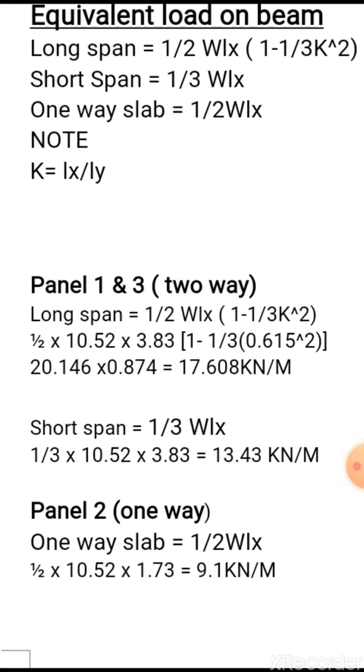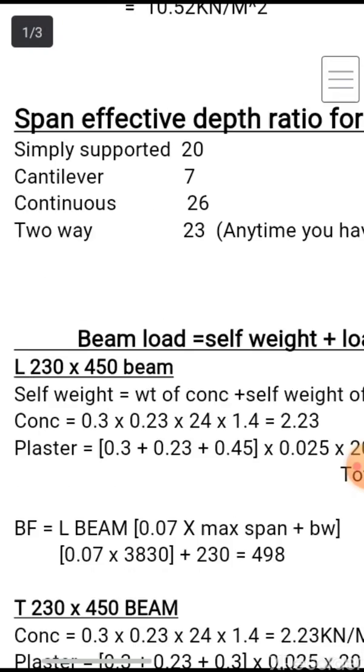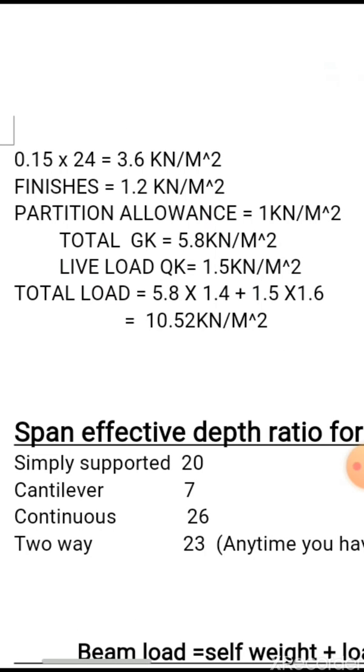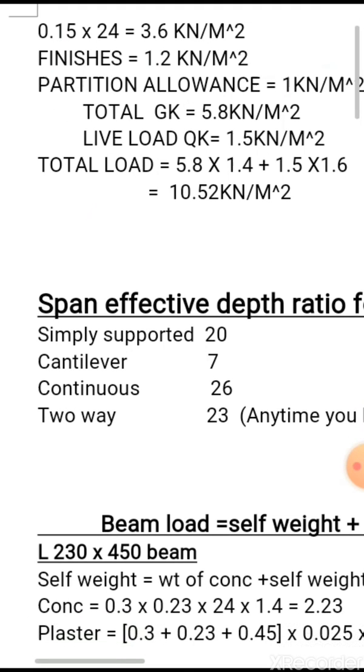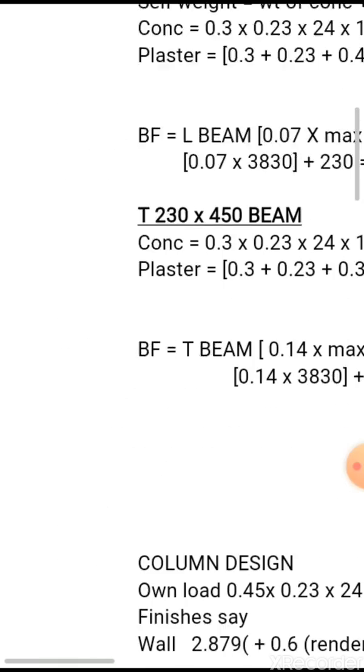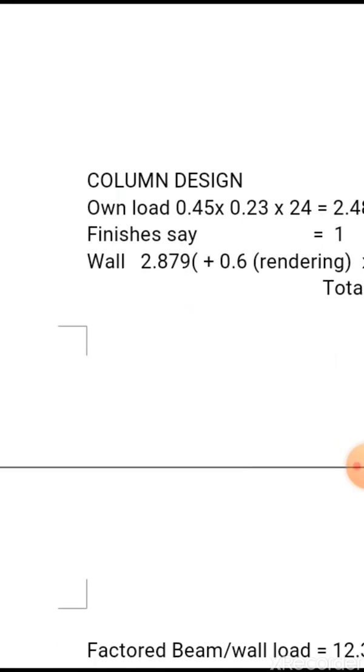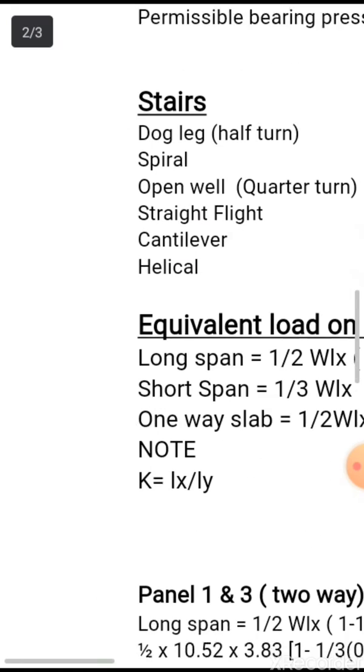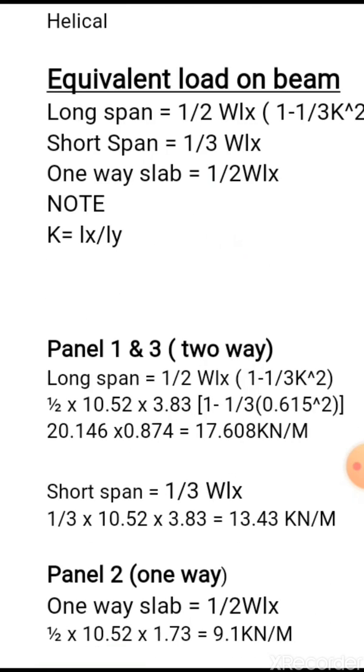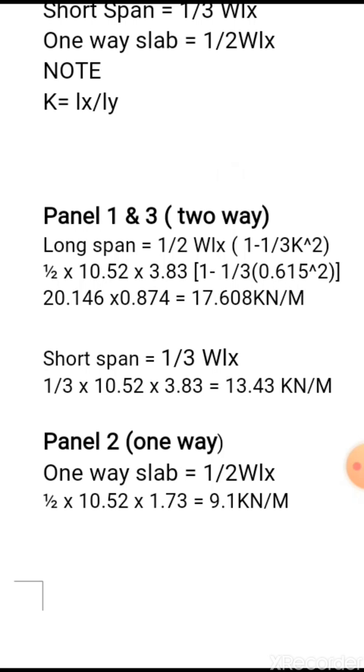If you substitute, your W is the load from your slab, which is 10.52. If you come here, 0.15 times the density of concrete. By the time you're done with all of this calculation, using your live load of 1.5, you are going to get 10.52. I explained this in our previous video. Do well to go through that YouTube channel to get a better understanding of what is happening here. So now, if that is correct, we substitute this.